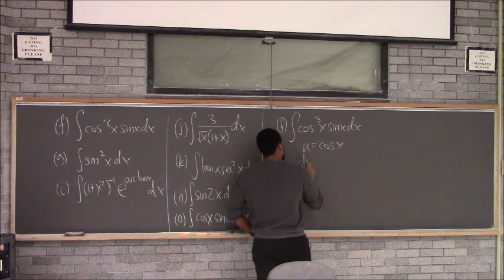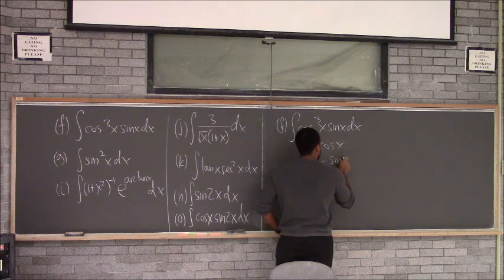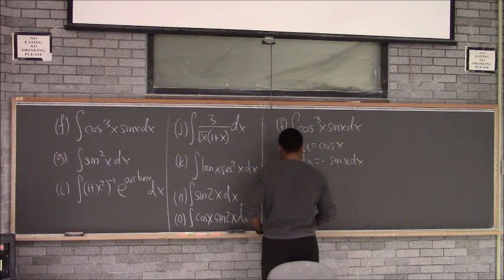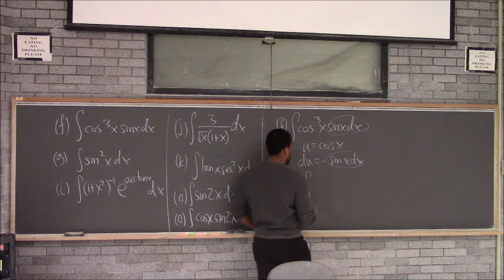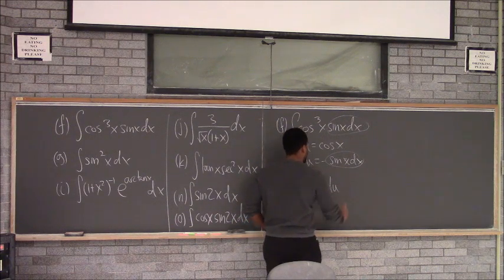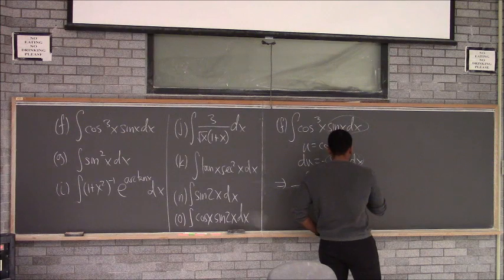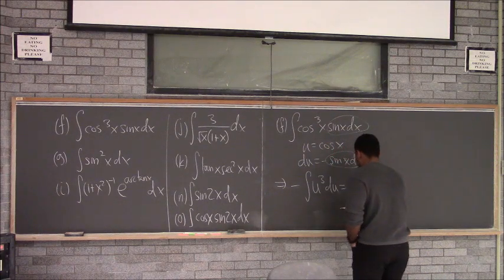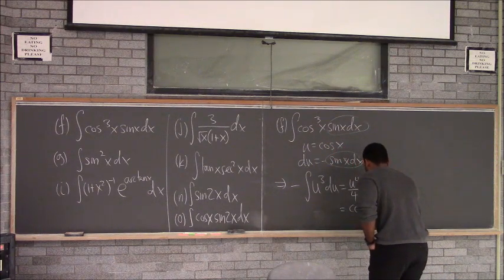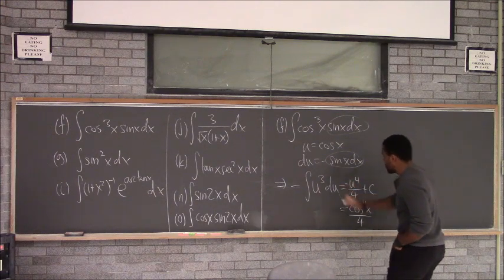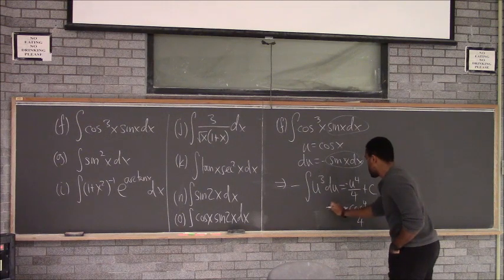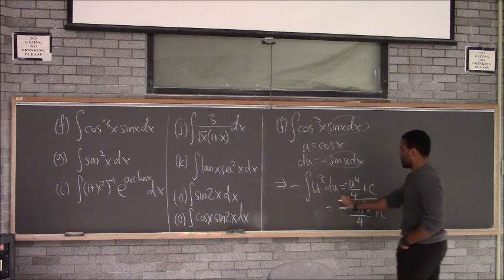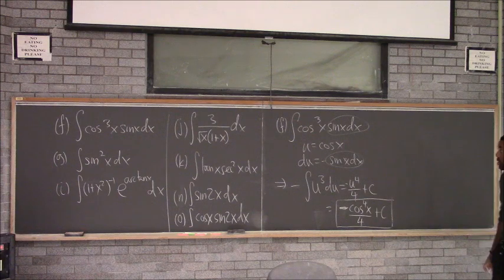Equals cosine. You need the minus sine x dx, which is already right there. So we'll have a negative on the outside, u cubed du. U to the fourth over 4 plus c. Cosine to the fourth x over 4, negative, plus c. That's how you do that one.